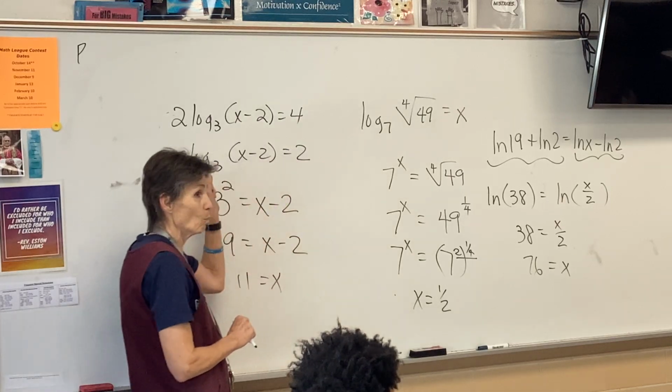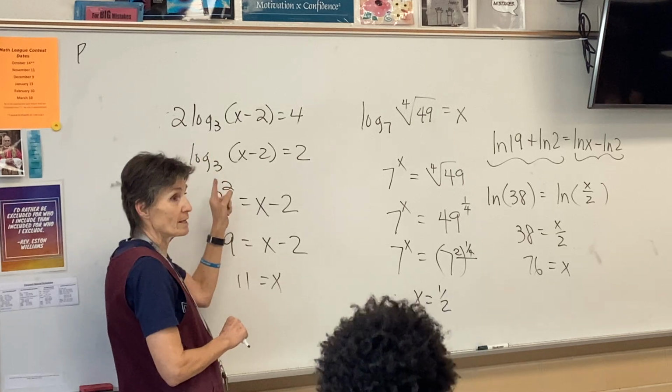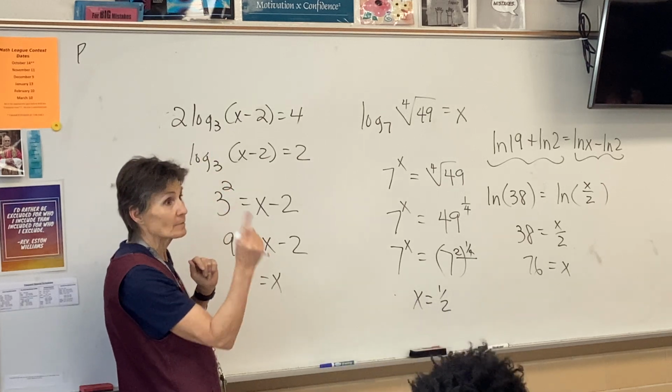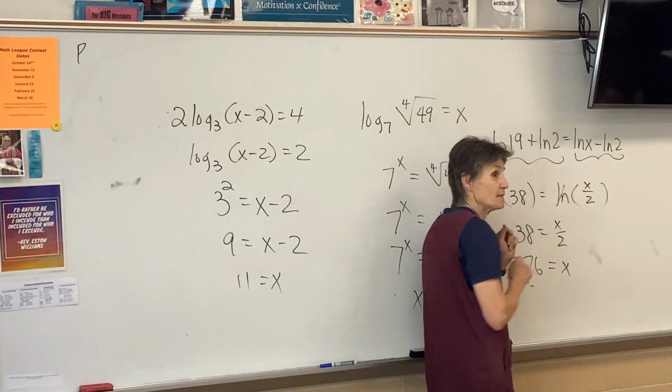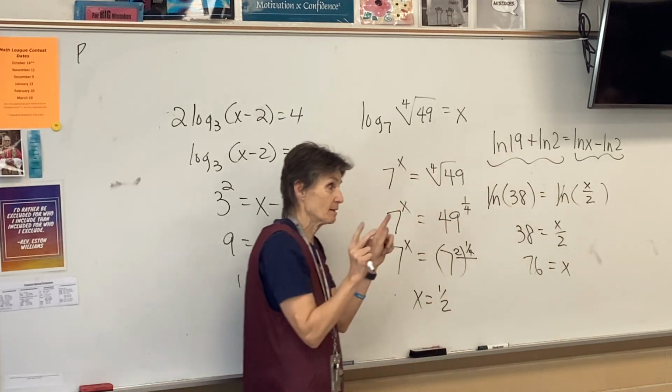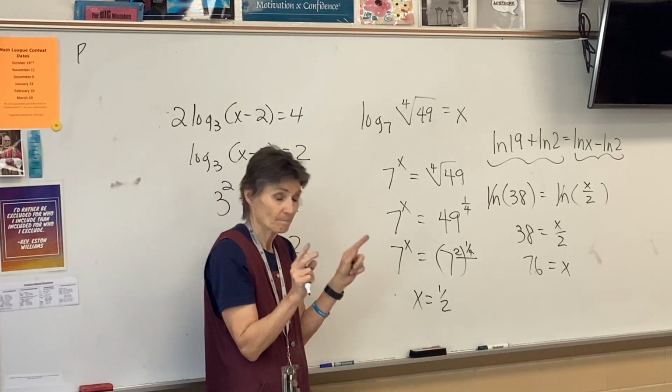Notice in problem 1, I loop-de-looped. But problem 1 only had one logarithm. So I loop-de-looped. This problem has a logarithm on each side, so I just can get rid of them. Okay?